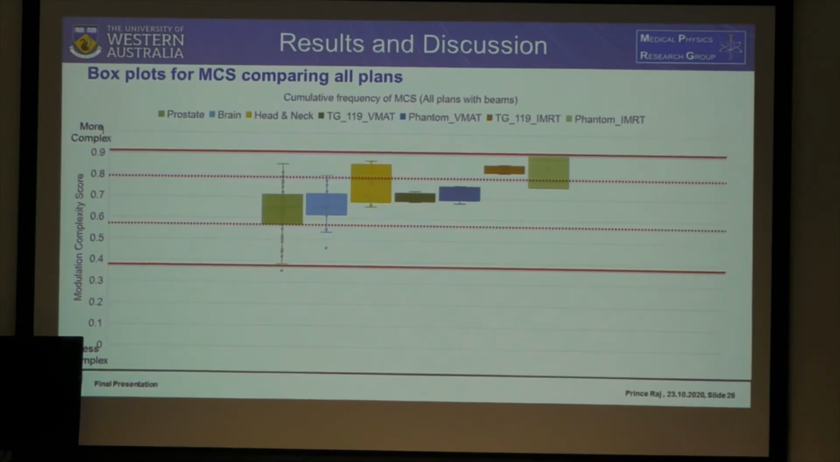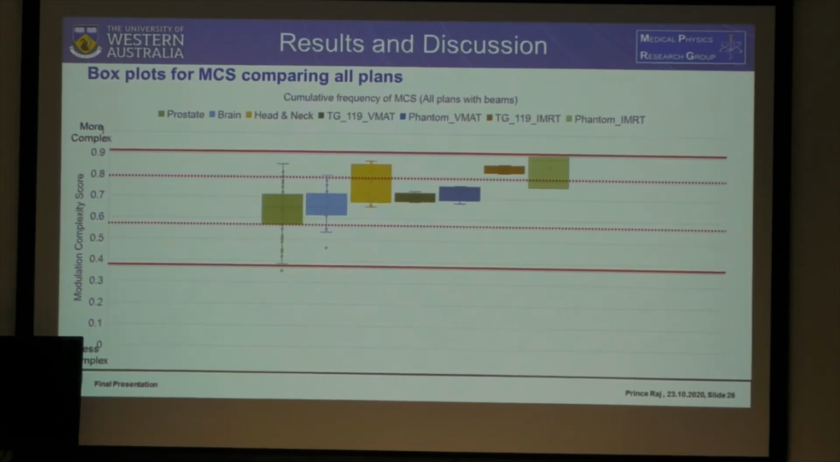So for results, summarizing everything in a few plots, the modulation complexity score for all different treatment sites has been summarized. Say, for example, prostate or head and neck, it's on the same order. And we can see that both the IMRT and VMAT plans of the TG files have higher complexity compared with the other scores.